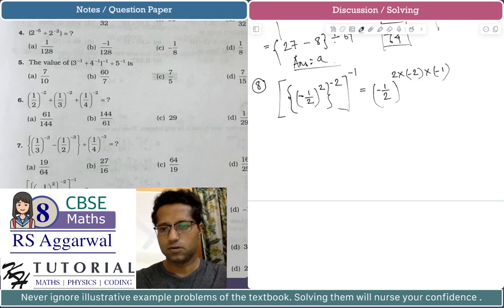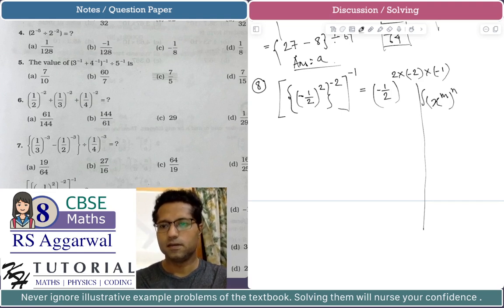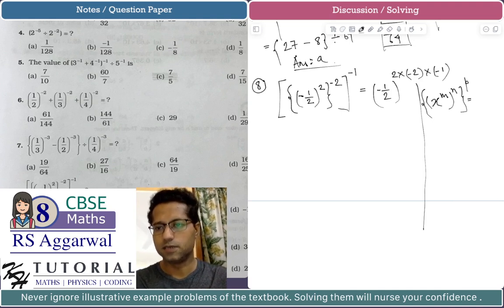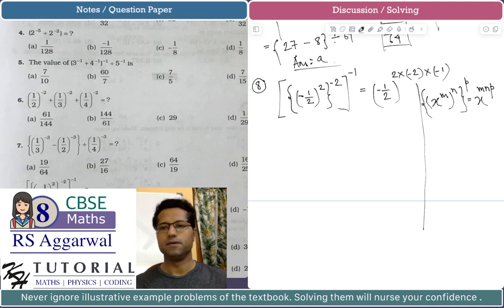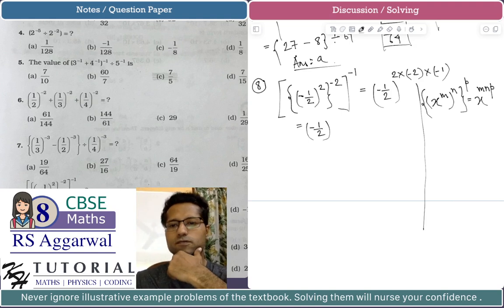The concept is, if x is a non-zero rational number, and you have x raised to the power m, and this is whole raised to the power n, and this again is raised to the power p, then the answer is x to the power m multiplied by n multiplied by p. So this becomes minus 1/2 raised to the power 2 into minus 2, which is minus 4, and minus 4 into minus 1 is 4.